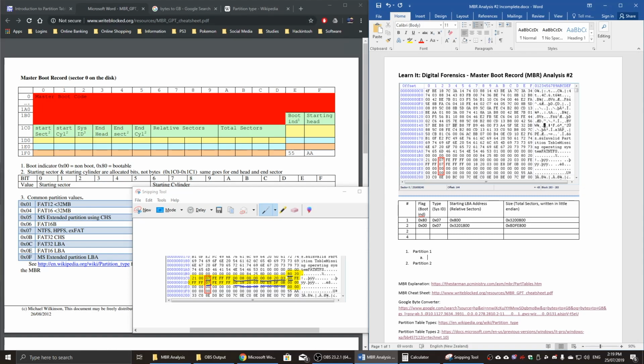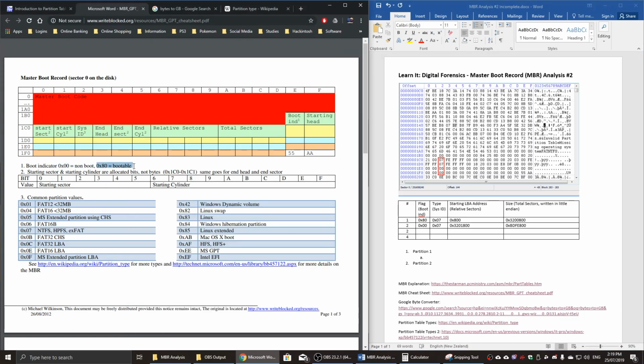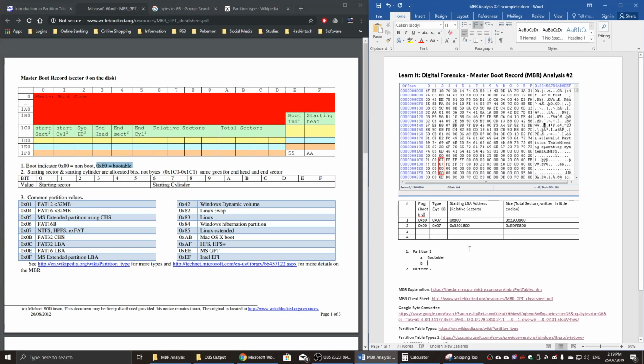So the first boot indicator is 0x80. 00 is non-bootable. 0x80 is a bootable partition. And the type system ID is 0x07. If you look at the common partition values, 07 is NTFS, HPFS, exFAT. It could be either one.